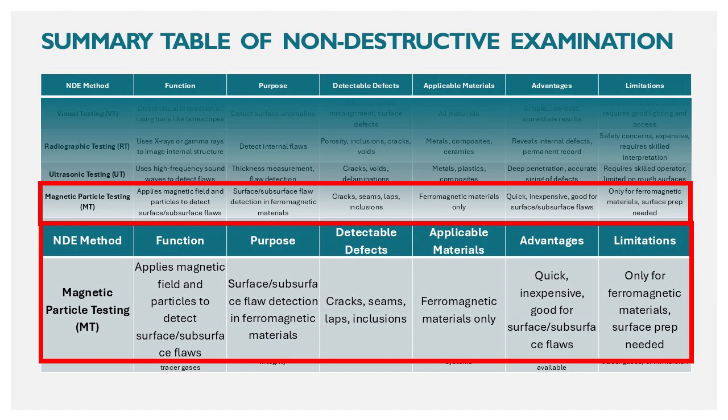The advantages of magnetic particle testing or MT include quick and effective for surface or subsurface flaws, and inexpensive. The limitations of magnetic particle testing or MT include only works on ferromagnetic materials, surface preparation required, and not suitable for deep internal defects.